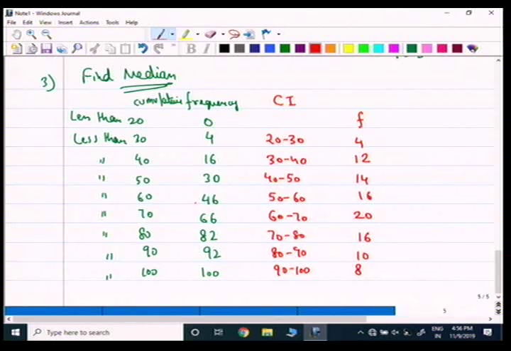So in this question, we have learned two things. One is how to find the frequency from the cumulative frequency. Second, when the data is given in less than type, how we can convert it into class intervals. Now the rest of the work is the same. Do it. Find the median.